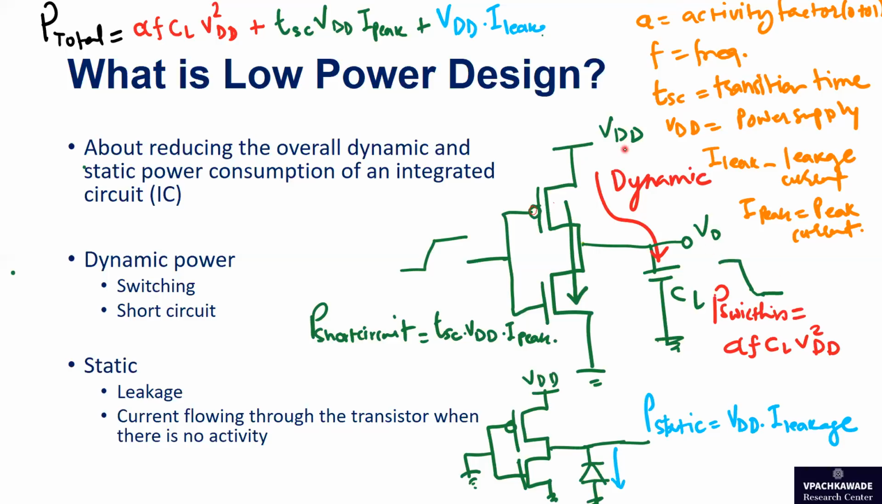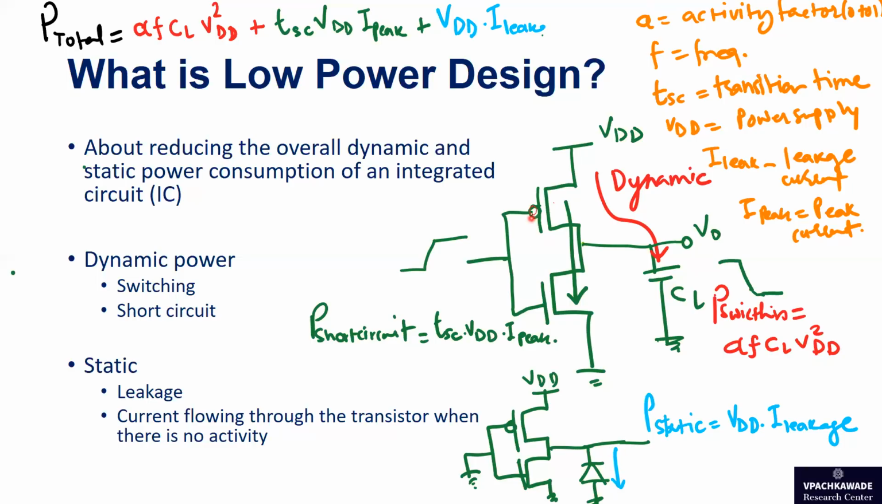Here is your power supply VDD, here is your ground. This is also a CMOS circuit, but this time we have tied the gates together to the ground potential, and the circuit is not in the on state. Rather, you have a diode here, and then there is a direction of the current flowing through that.